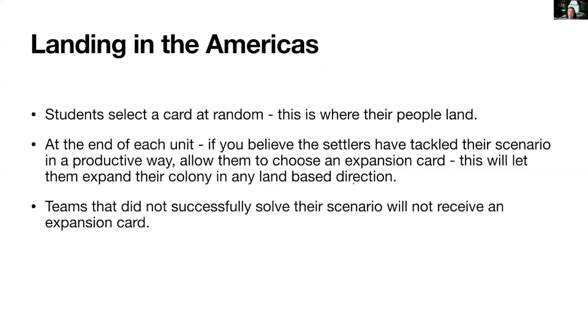For the landing, which happens in the unit that we are currently in, students are going to select a card at random. That's where their people land. And at the end of each unit, if you, the teacher, believe the settlers have tackled their scenario in a productive way, you will then allow them to choose an expansion card, and that will let them expand their colony in any land-based direction for however many squares they are given.